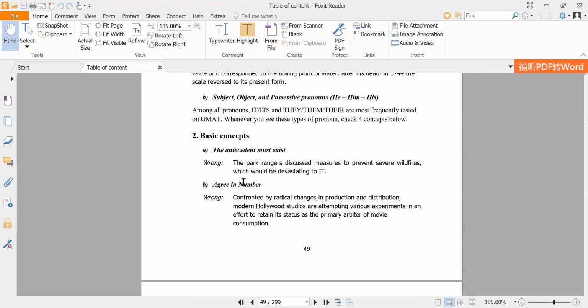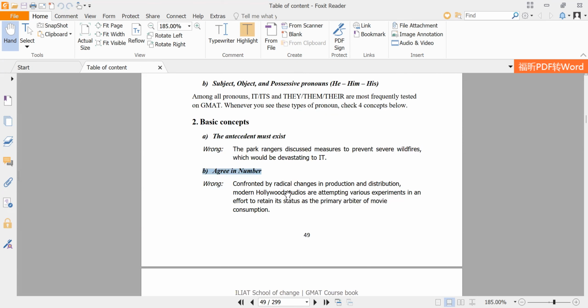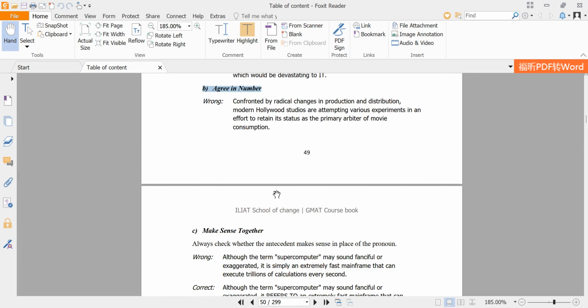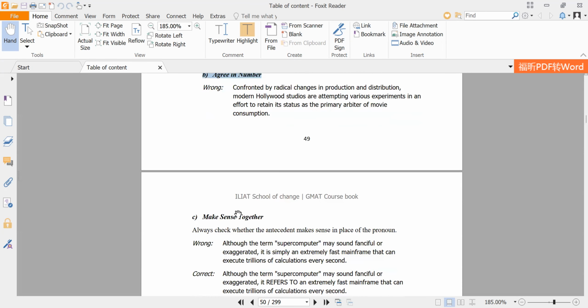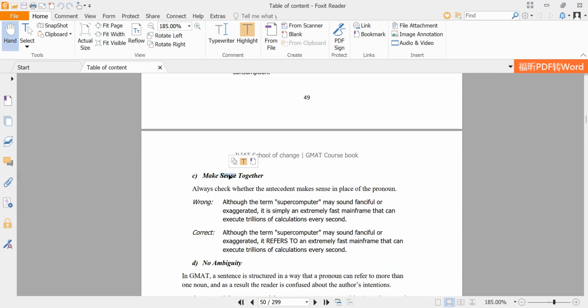A second rule we want to remember is that the pronoun and its antecedent must agree in number. And I think this is rather straightforward. If the antecedent is in plural form, then the pronoun must be in plural form. And if the antecedent is in singular form, then the pronoun must be in singular form. All right. And the third rule, that we briefly touched on earlier and now we're going to go a little bit deeper, is that the pronoun and the antecedent must make sense together.